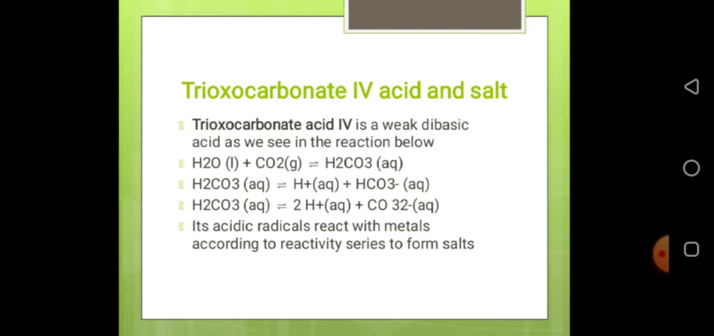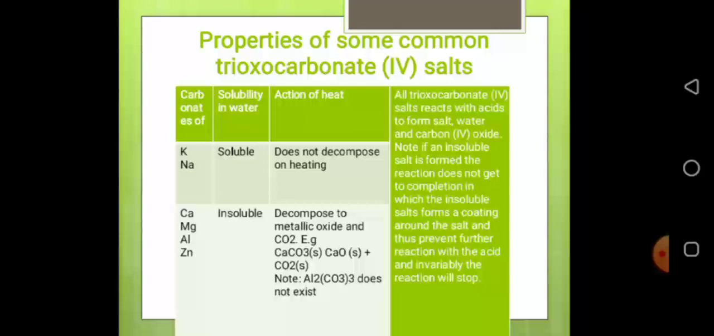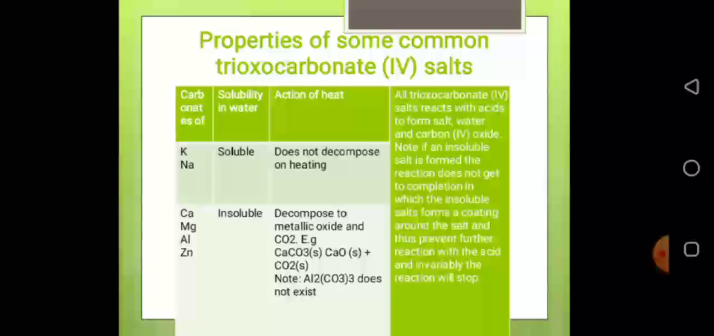Then the acid dissociates to form hydrogen ion and trioxocarbonate(IV) ion. The trioxocarbonate dissociates to form hydrogen ion and carbon dioxide. The acidic radical reacts with metals according to the reactivity series to form salt. Properties of some common trioxocarbonate(IV) salts.